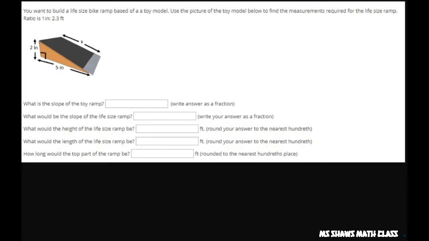So we want to build a life-size bike ramp based on this toy model. We're going to use the picture of the toy model below to find the measurements required for the life-size ramp. And the ratio is 1 inch to 2.3 feet. So the first thing I'm going to do before we even get started is just draw a two-dimensional triangle here.